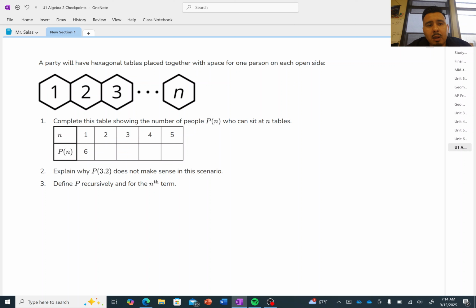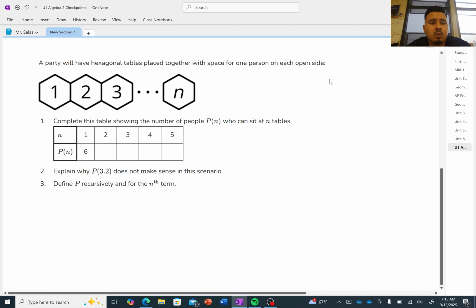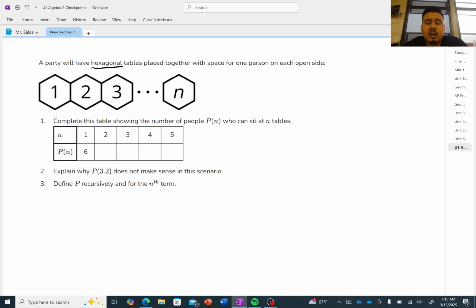A lot of you had a problem with this question when it came to doing this on your own. I understand this could be a little bit tricky, but the key point is reading the problem. It says a party will have hexagonal tables placed together with space for one person on each side. So what's going on here? We have hexagonal tables, so each table is going to have 6 sides. Not only that, one person is going to be on each open side. The key word is open side.